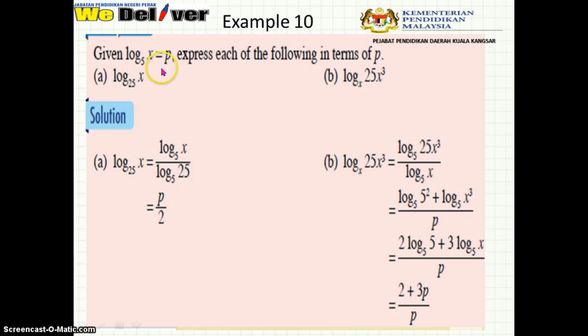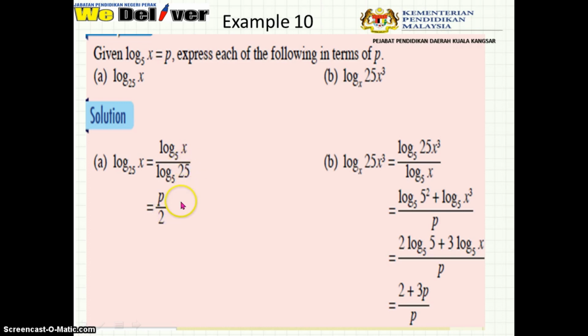Okay, example 10. Given log x base 5 equals p, express each of the following in terms of p. So log x base 25. So we have to change the base 25 to 5. So log x base 5 over log 25 base 5. So log x base 5 equals p. Log 25 base 5 equals 2. Why? Because 25 equals 5 to the power of 2.